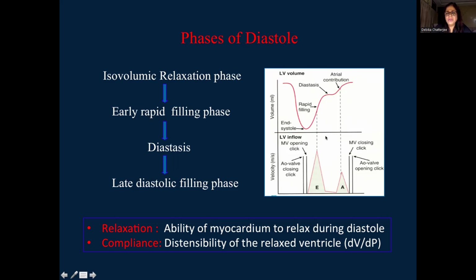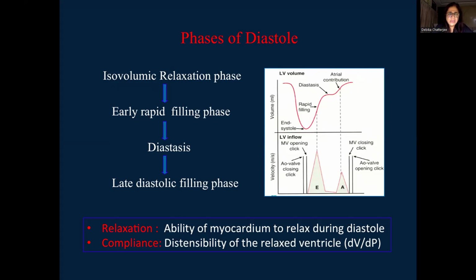You see, this is the LV pressure tracing. If you happen to go to the cath lab, you will see this type of pressure tracing. So this is the early rapid filling phase. Around 80% filling of the ventricle takes place during the early rapid filling phase, because the heart is very compliant and it receives whatever blood the LA is sending. Because of the pressure difference, the LV is ready to receive. The LV is compliant and it receives a huge amount of blood during the early rapid filling phase.